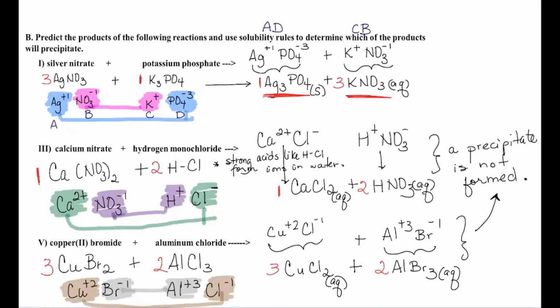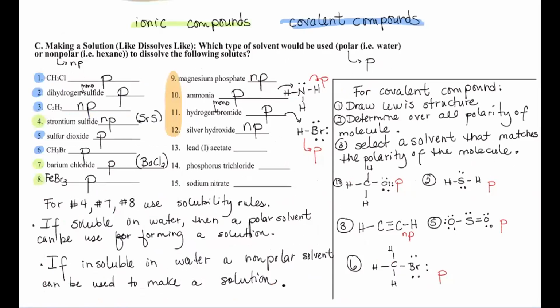And then the other time that you use your solubility rules is if you have a particular molecule, it is an ionic compound, and you need to decide, is it soluble in water or is it not soluble in water? If it is soluble in water, then water is the solvent for making a solution. If it's not soluble in water, then a non-polar solvent is what's going to make it a solution. Again, that is for ionic compounds.